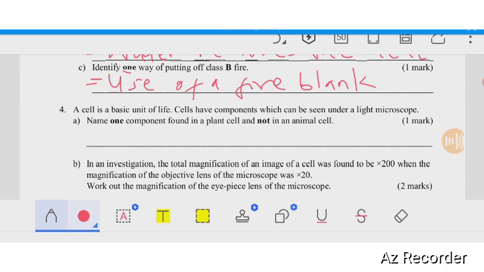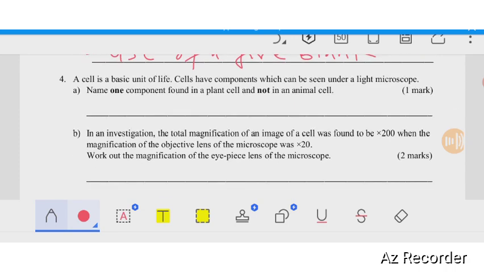So question 4. A cell is a basic unit of life. Cells have components which can be seen under light microscope, which is true. So name one component found in a plant cell and not in an animal cell. So remember, a cell is the smallest basic unit of life, and as the question is saying, there are components which are in plant cells and not in animal cells, and these components include organelles like cell wall. Cell wall is one of the components that is in plant cell and not in animal cell.